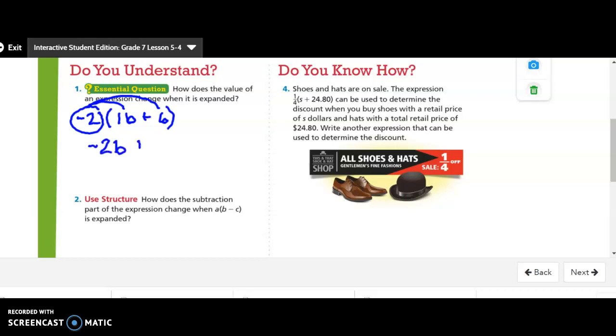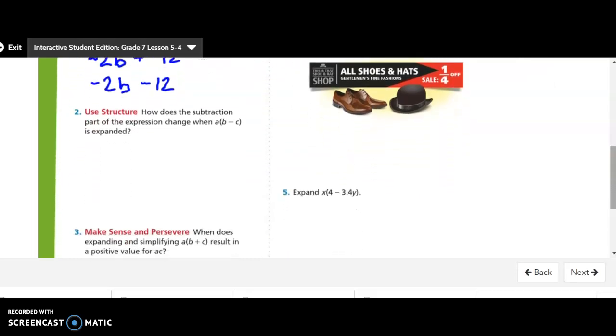And I have a plus sign. The plus carries. We keep the math that's inside the parentheses. And -2 times 6 is -12. So we could write and think about this expanded expression as -2b plus -12. Or we can use our prior knowledge and use the change to recognize that plus a negative is the same as -12. Okay. Be sure to stop the video and fill in your notes as you go.